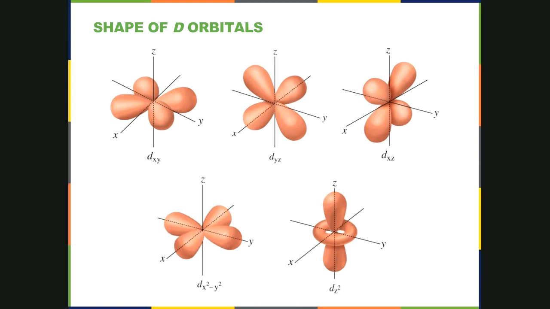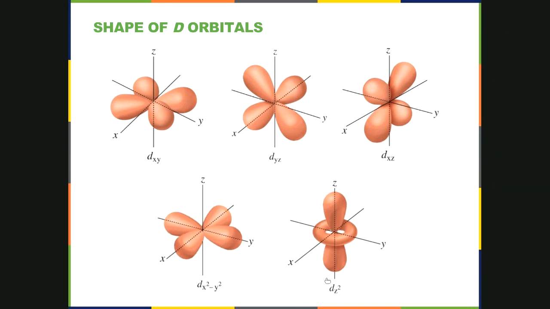Okay, you can see what I mean here. These 3D orbitals, the first four d orbitals, all look identical. They're just pointing in different directions in space. This d orbital looks very different from the others. However, mathematically, it's identical in energy.